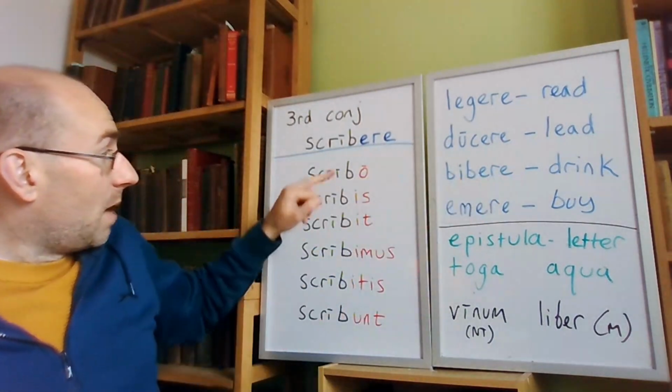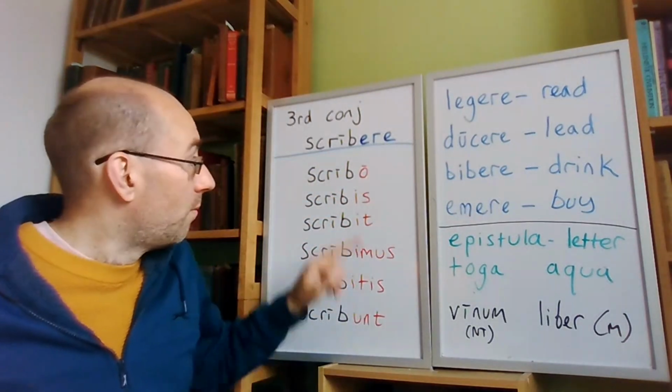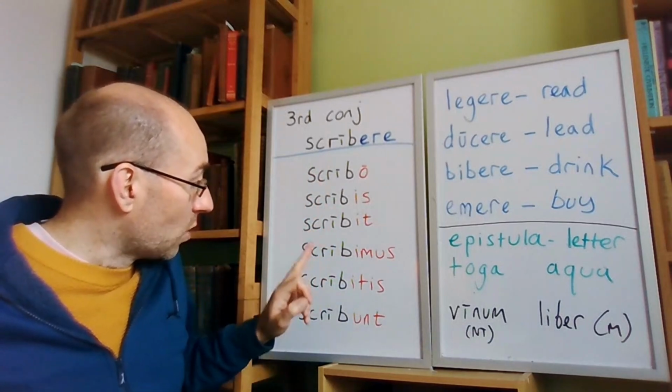Take off the ere. Bibo, I drink. Bibis, bibit. Bibimus, bibitis, bibunt. Bibo, bibis, bibit. Bibimus, bibitis, bibunt.